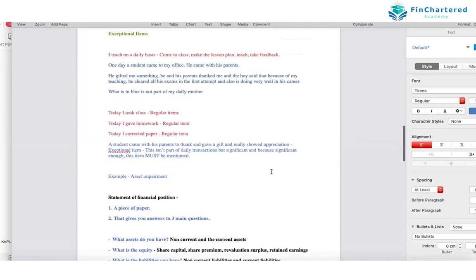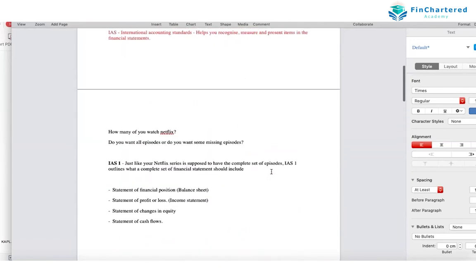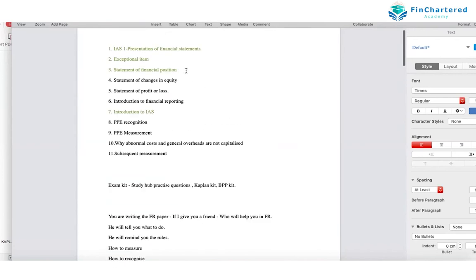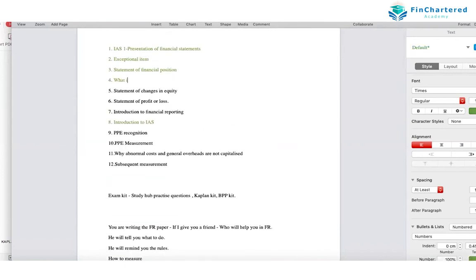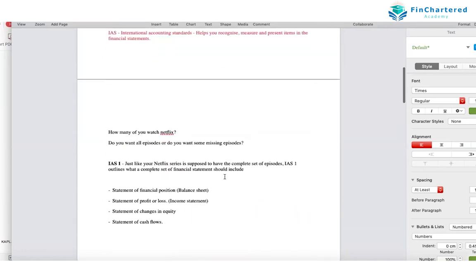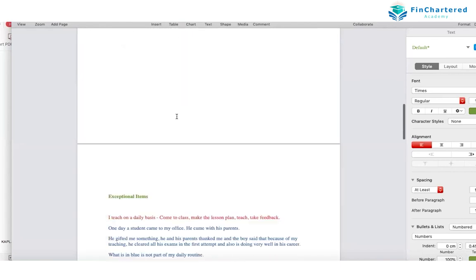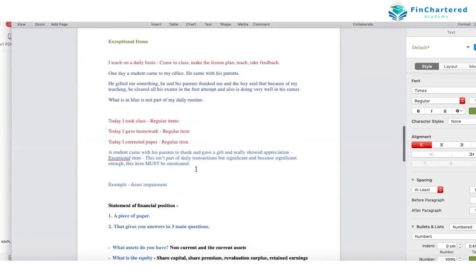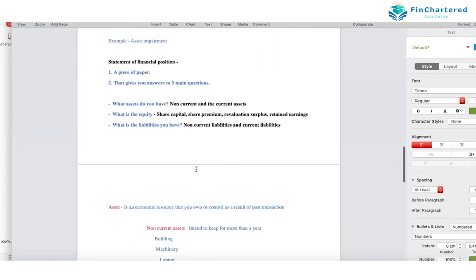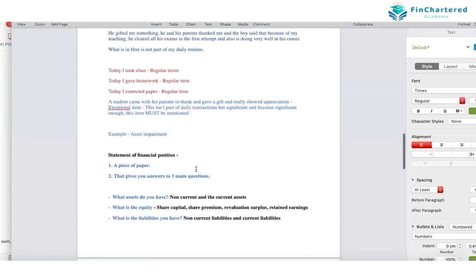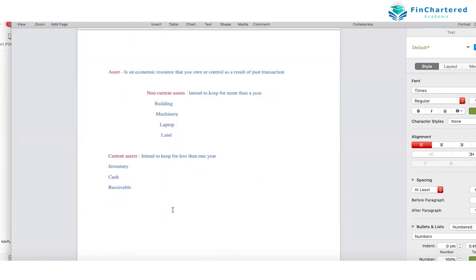Okay, so we've looked at what is an asset. What is an asset? Both non-current and current. Right? So when you prepare your financial statement, guys, you will prepare it in a specific format. You will follow, you will not do it as you want, right? There is a certain format to follow.